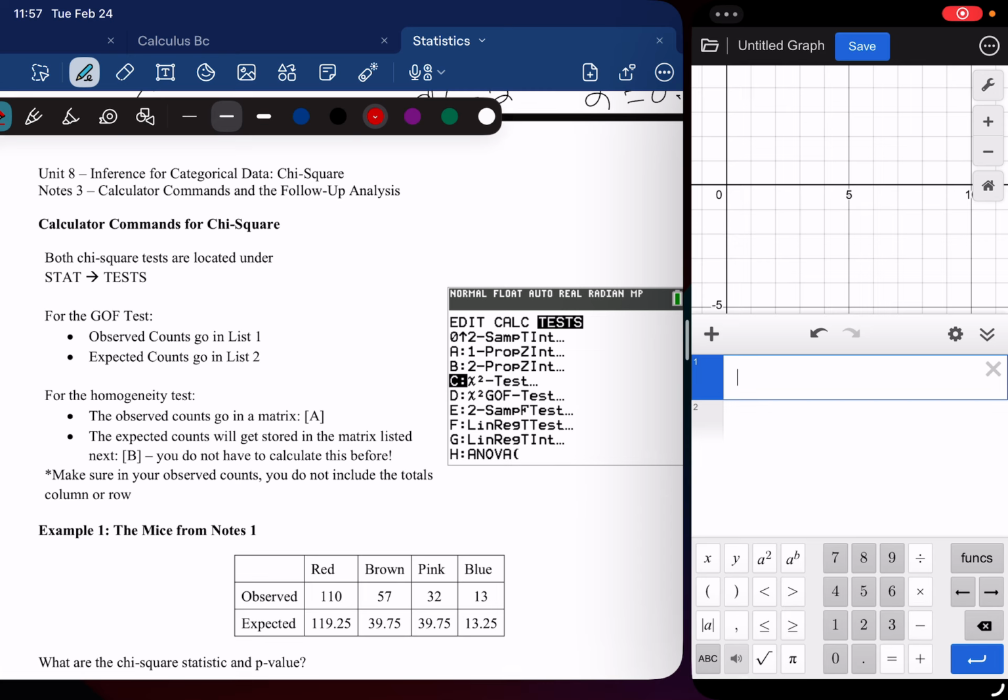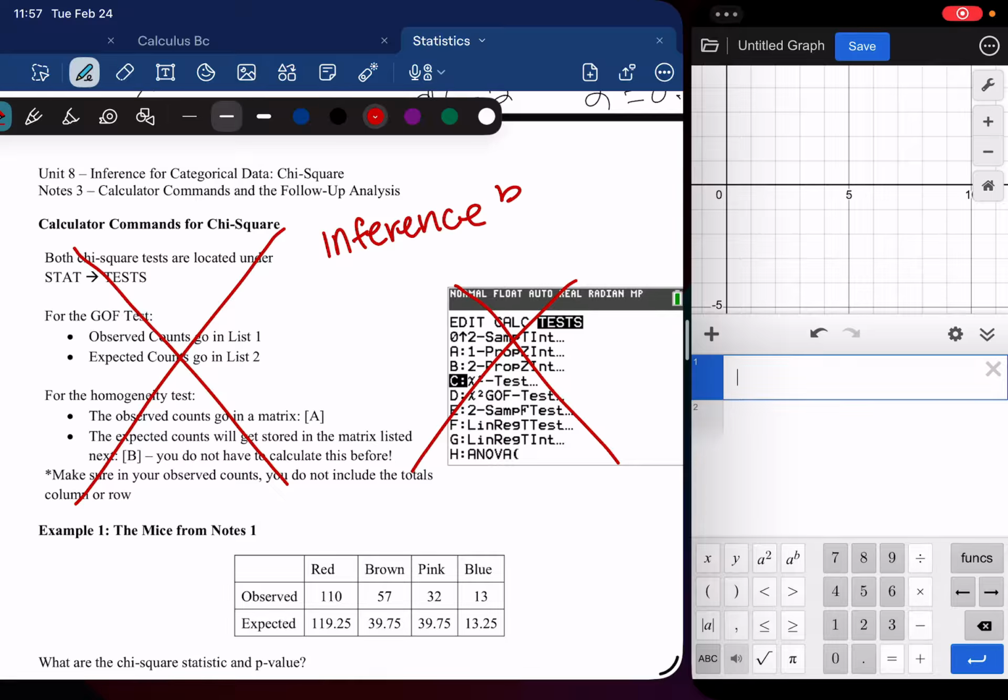So the first thing I want you to cross out is this whole part right here. When they're asking you to solve for chi-squared on the TI calculator, whether that is 84 or Inspire, they have you go through a lot of steps. Since we have Desmos, we don't have to go through all those steps. We just need to remember that we can find both chi-squareds under inference and categorical data.